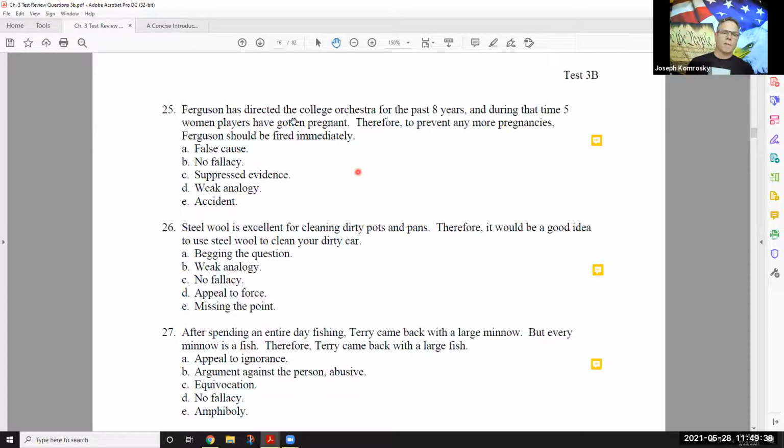Okay, so because he directed the college orchestra for the past 8 years and during that time, so basically it's saying college orchestra is responsible for women having gotten pregnant, and they have nothing to do with women having gotten pregnant. So it's a false cause. There's another cause, it could be X, Y, and Z. A woman slept with another guy, had in vitro fertilization, wanted to get pregnant. All of those have nothing to do with the college orchestra. They're associating a false cause for women getting pregnant. The orchestra has nothing to do with it. Me playing an instrument has nothing to do with me getting pregnant.